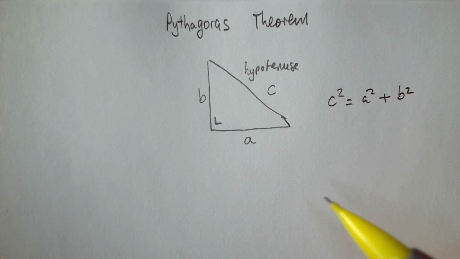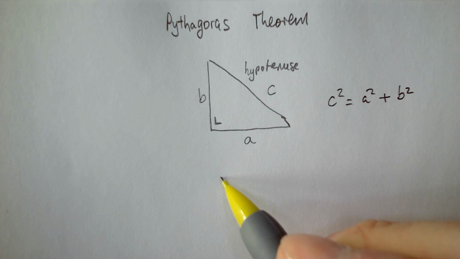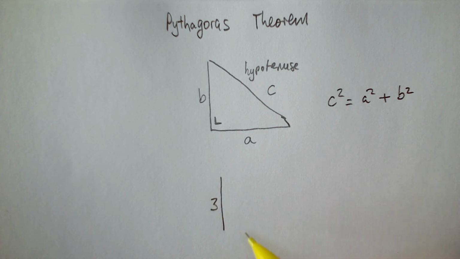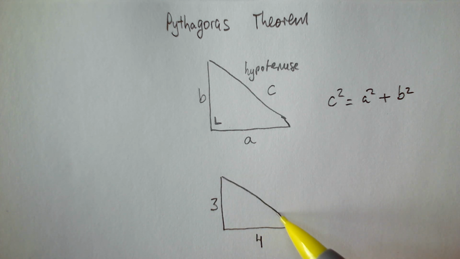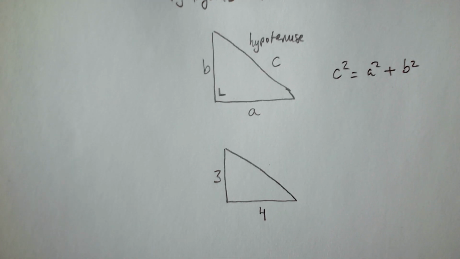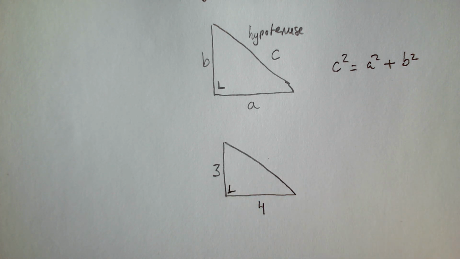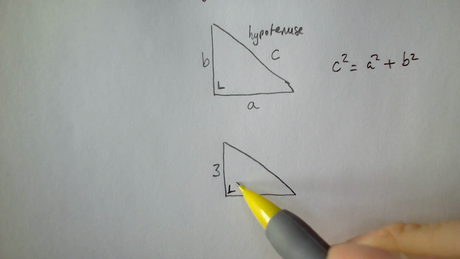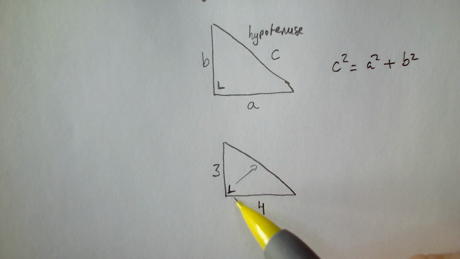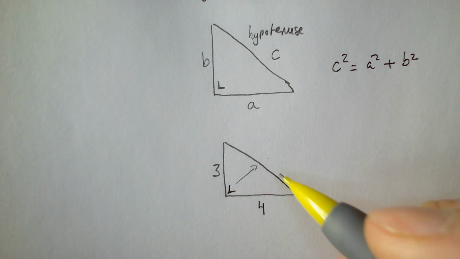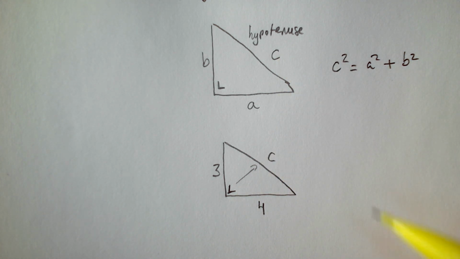So what about the practical use of this? If we have a triangle that is 3 units tall and 4 units at the base, our question is, what is this side? The first thing to do with every right angle triangle you encounter is to check where the right angle is. The hypotenuse is always across from the right angle, and we're going to call that C.